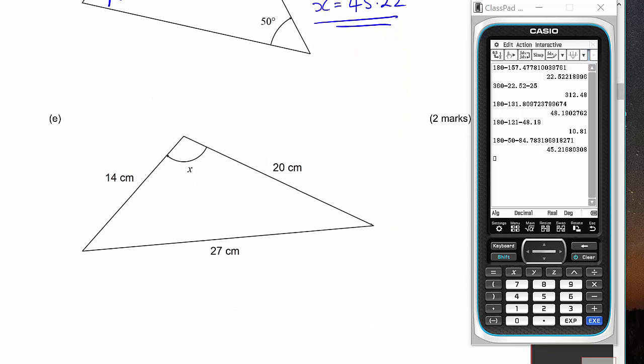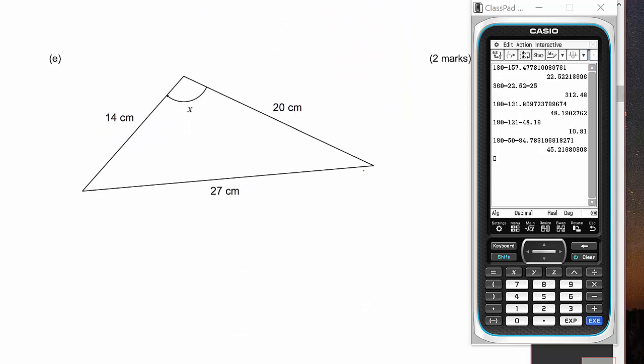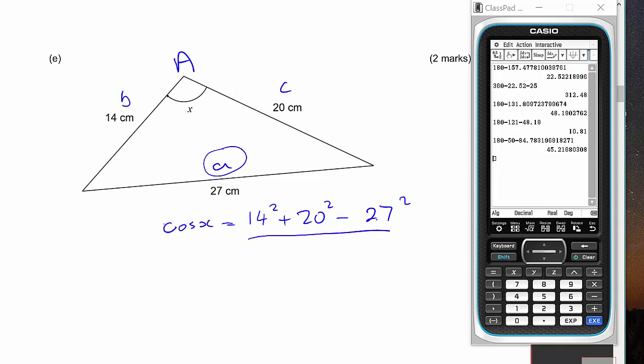And finally, for this one, we've got to work out this angle. Now, that's going to be the cosine rule because we know three sides. So the cosine of the angle is going to be equal to, now remember, this one is A, and then we can call those B and C. So it's going to be 14 squared plus 20 squared, take away 27 squared, so small a is always this one, all over 2 times 14 times 20.